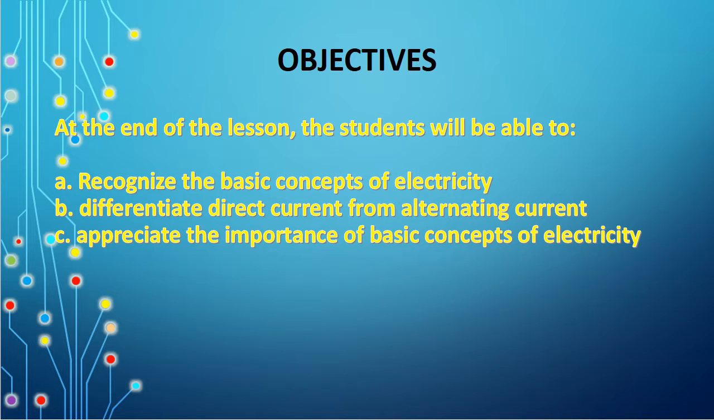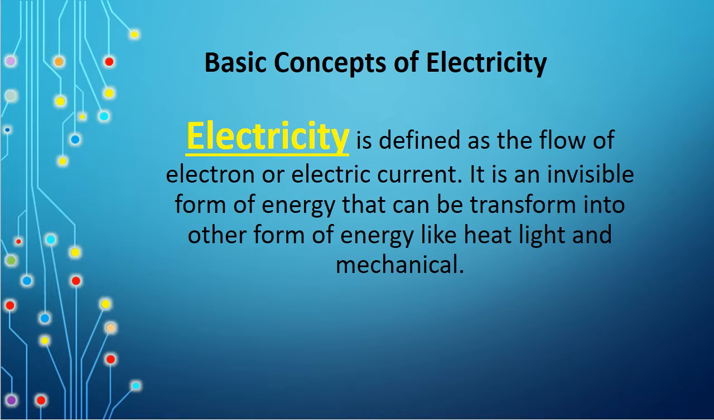So, at the end of the lesson, the students will be able to: A. Recognize the basic concepts of electricity. B. Differentiate direct current from alternating current. And C. Appreciate the importance of basic concepts of electricity. Okay, so let's begin our discussion.